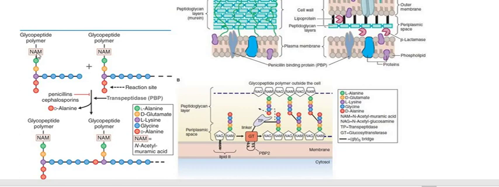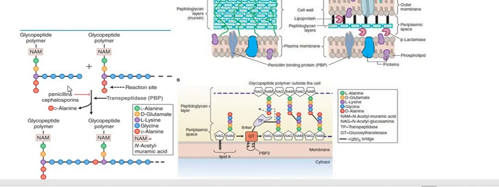So this is the one NAM, and this is the other NAM. These two possess a pentapeptide. So this is an amino acid, this is the five amino acids, and this is the five amino acids. So the other NAM also possesses the same structure. The last two amino acids are called D-alanine. So this one is D-alanine and this is D-alanine.